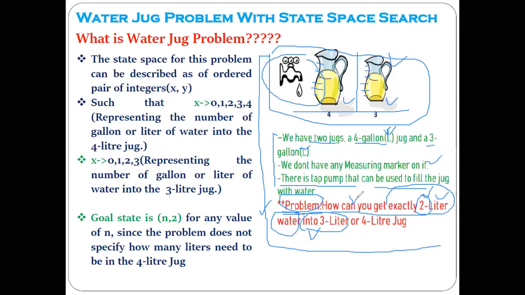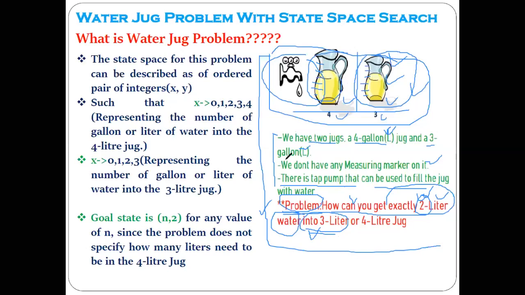How can you get exactly 2 liters of water into the 3 liter jug? For example, in this jug we have to fill 2 liters of water. What is the total capacity of this jug? 3 liters. And the total capacity of this jug is 4 liters. Keep these things in mind.